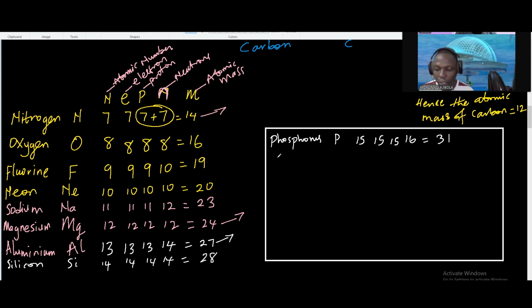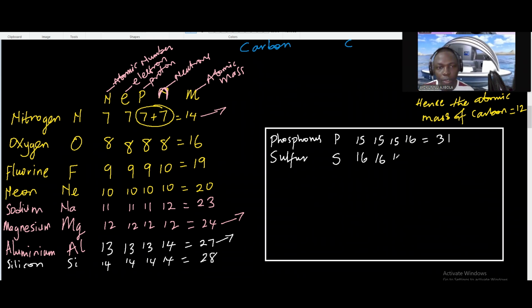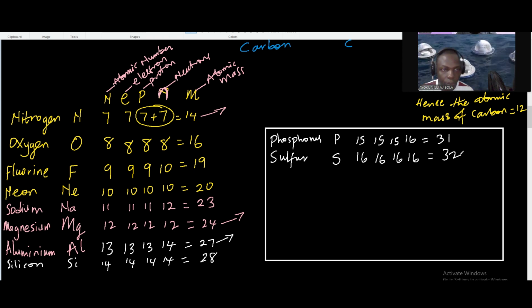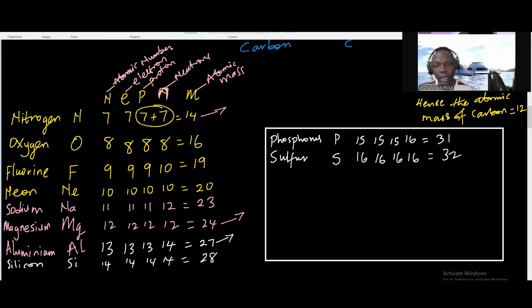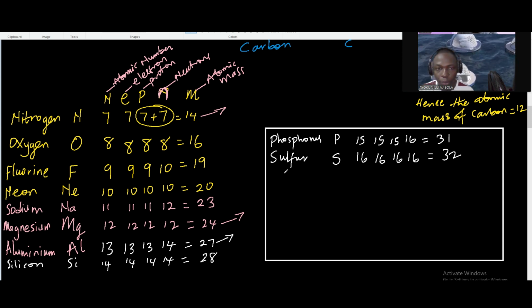Then the next one is sulfur. For sulfur, we have S as a symbol, then atomic number is 16, number of electrons 16, number of protons 16, and number of neutrons also 16, and that is 32. So it means that one atom of sulfur weighs 32. So three atoms is going to weigh 96. Is that clear? Yes.